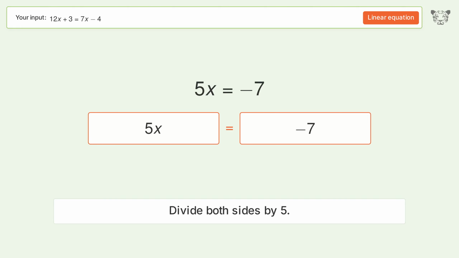Five is multiplying x. To leave x alone, divide both sides by 5. That gives x = -1.4.